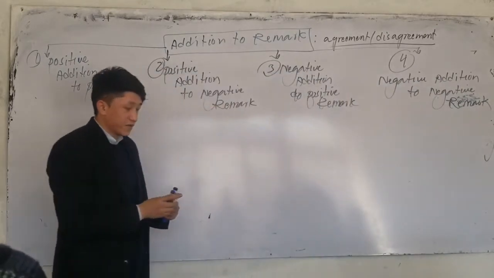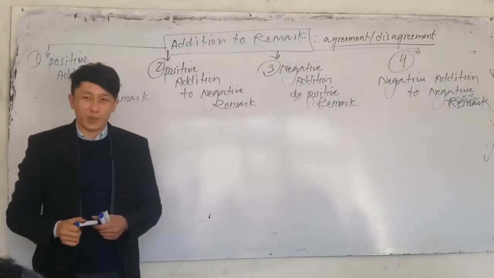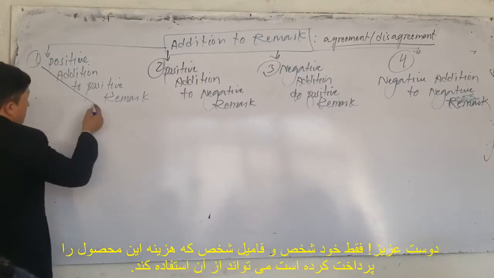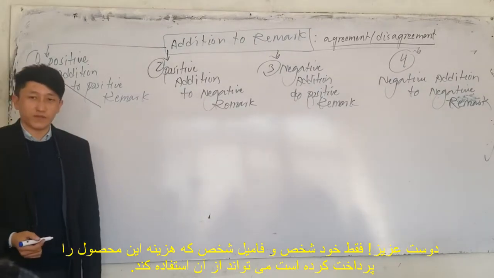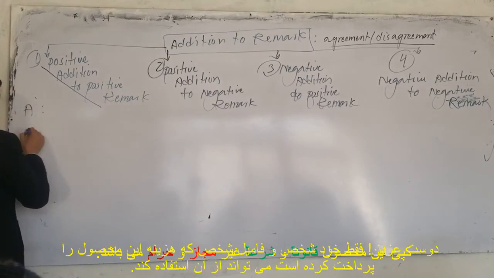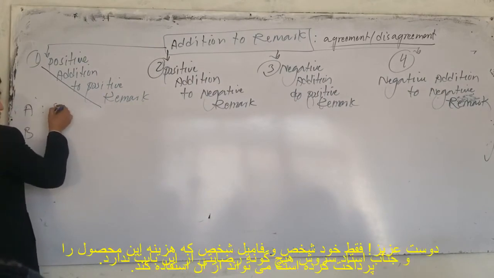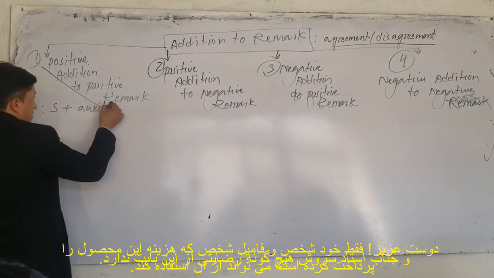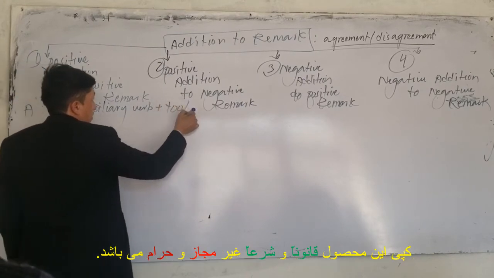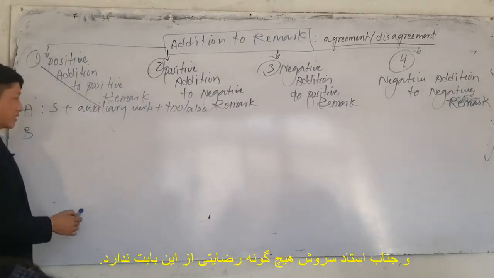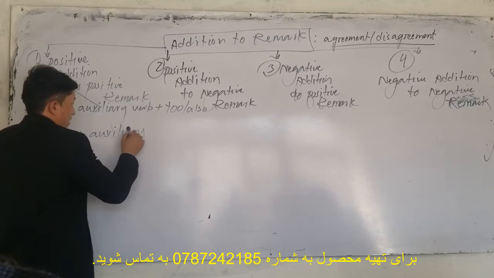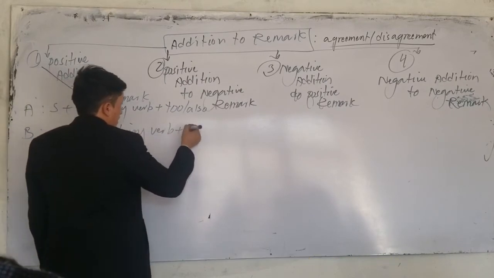Now let's start from the first one. If you want to add that you are the same, what do I have to use? I have to use this structure: positive addition to positive remark. Can you tell me the structures? We have 2 structures here, A and B. For A we use subject plus auxiliary verb plus to or also. What is the second structure? We use so plus auxiliary verb plus subject.